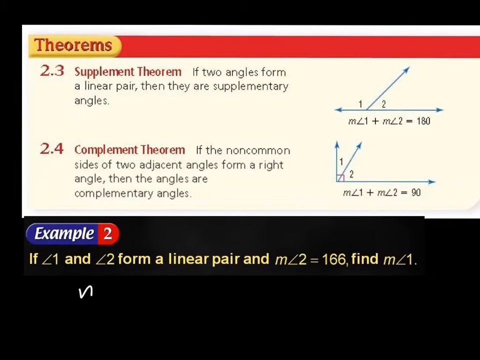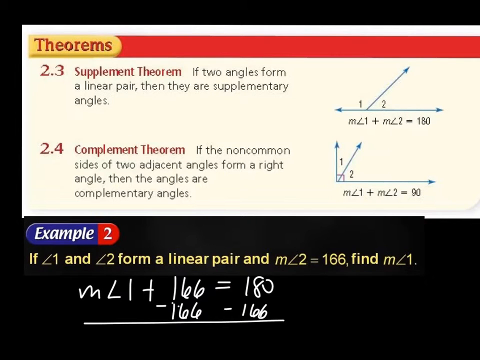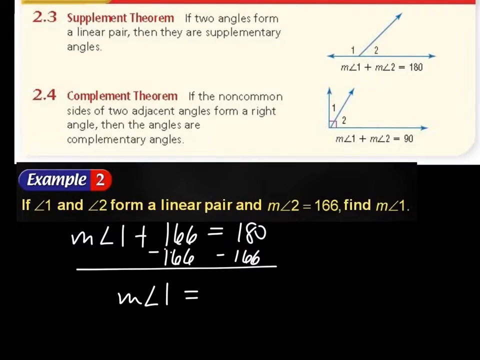If angle 1 and angle 2 form a linear pair, and the measure of angle 2 is 166 degrees, find the measure of angle 1. Well, we know a linear pair adds up to 180 degrees. So all we need to do is subtract 166 from both sides of the equation, and we get angle 1 is 14 degrees.